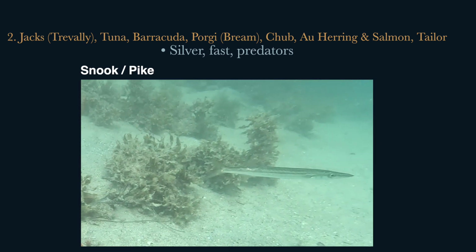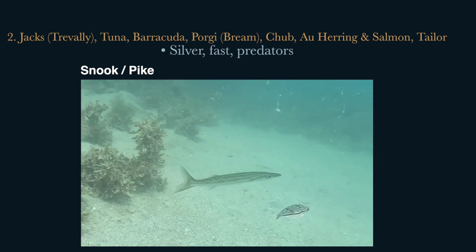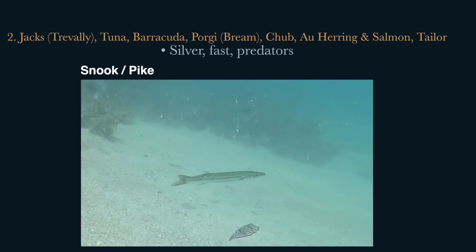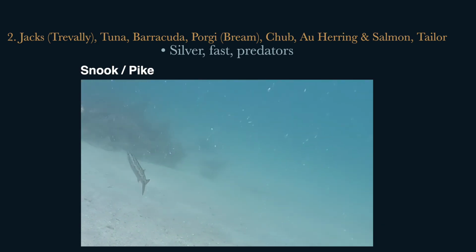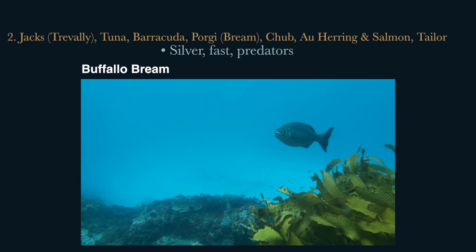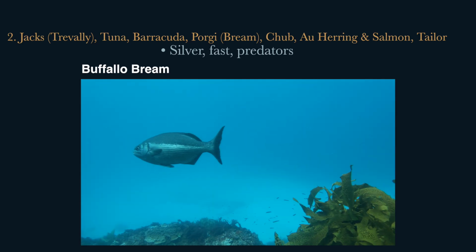Snook or pike is a member of the barracuda family, but a small one. It likes colder water and grows to about 1.1 meters or 5 kilograms, and is often found over weed and seagrass in schools. Buffalo bream are not actually a bream, they're actually a chub.